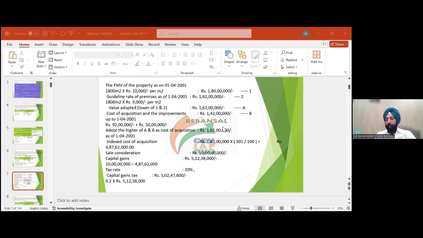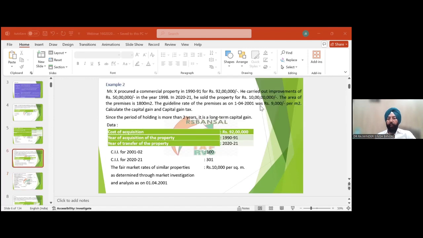First you calculate fair market value, then you calculate guideline rate, then consider fair market value as the highest of the two, and then you calculate cost of acquisition and improvement. So here improvement is given as 50 lakh in 1998. We are not applying any depreciation over it, but if you want you can apply 3 years depreciation over it because it was constructed in 1998, but we have ignored that depreciation part.